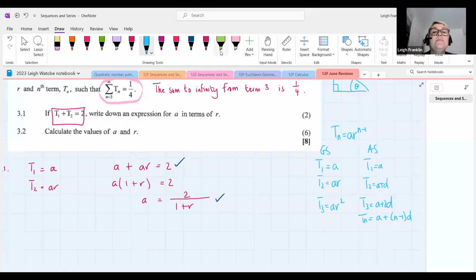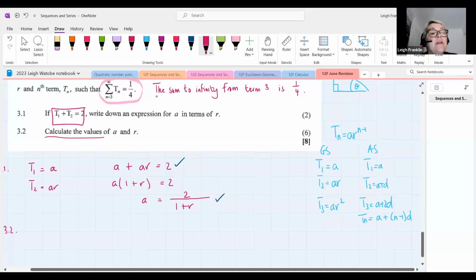Now comes the more difficult part. In 3.2, they want us to calculate the values of A and R.